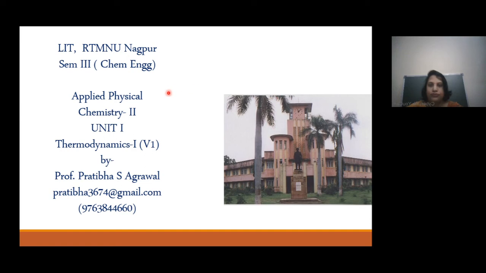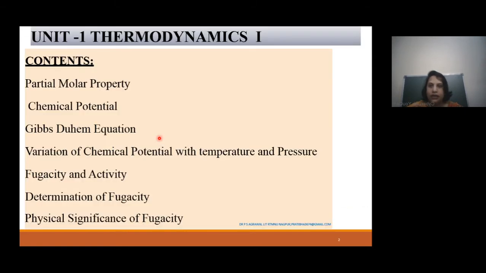Good morning. We are going to start our syllabus with Unit 1, that is Thermodynamics 1. In this, we will see first partial molar property. From that, we will see the meaning of chemical potential, which will be useful in deriving Gibbs-Duhem equation. We will see the variation of this chemical potential with temperature and pressure.